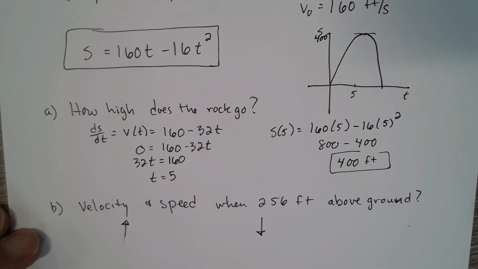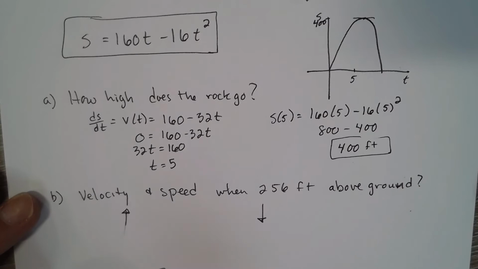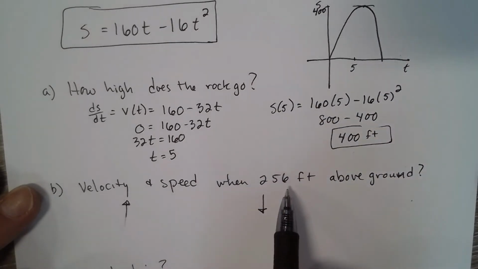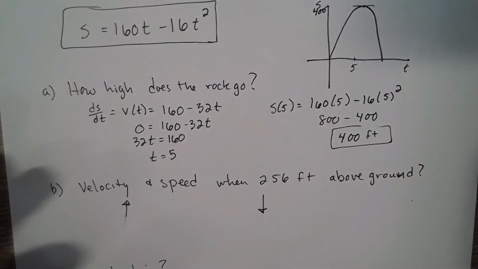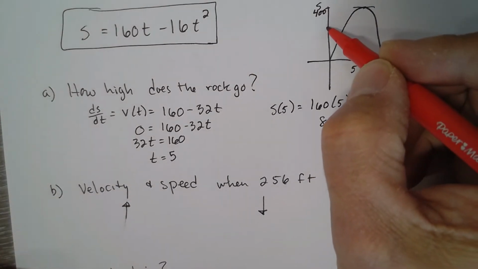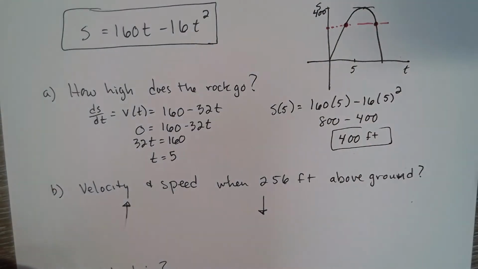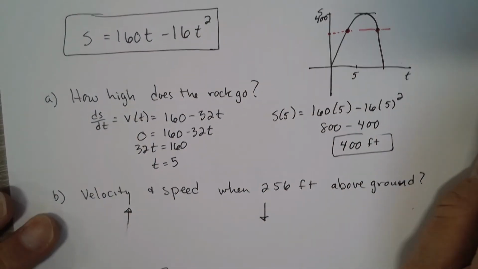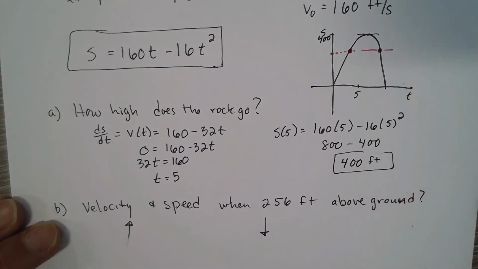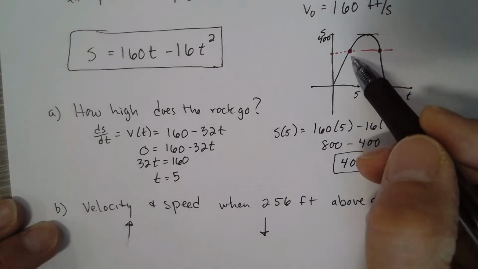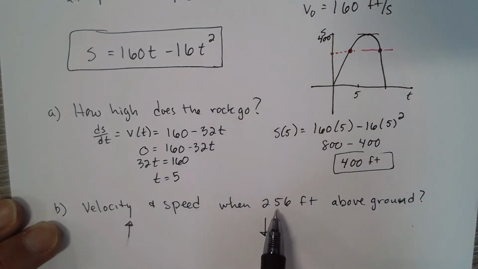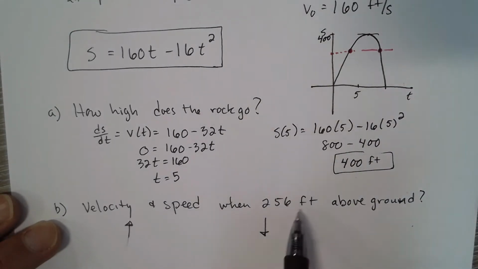Part B, the velocity and speed when the rock is 256 feet above the ground. So if that's 400, this might be 200, 256, like right here. We know it's going to happen right here, and it's going to happen right here. We want to know the velocity and speed when that happens. First of all, we need to know when it happens. What do I know 256 feet is? That is the height, or the position. So we'll plug that in for S.